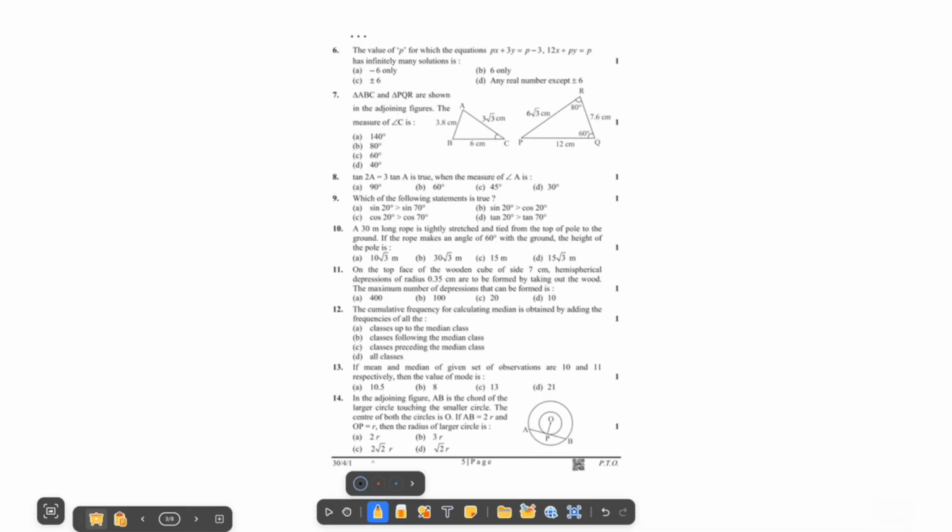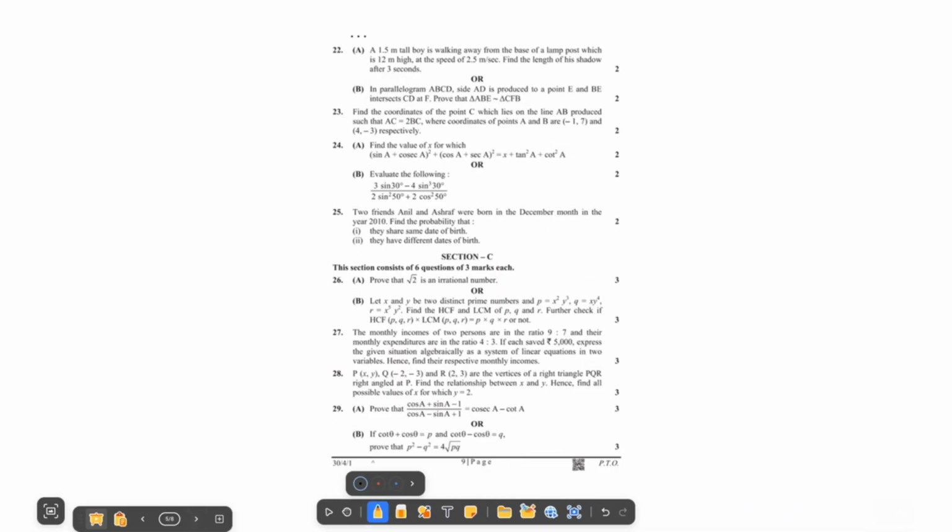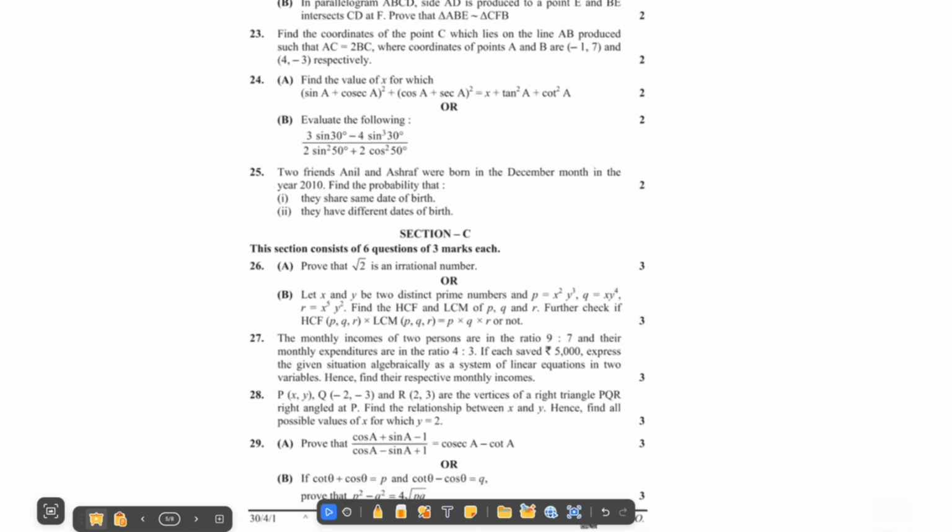So in this video we'll discuss section C problems of this question paper. The question paper code is 30/4/1 set 1. So let's go for section C. In the last video we have discussed section B problems. Yes, let's see section C problems.